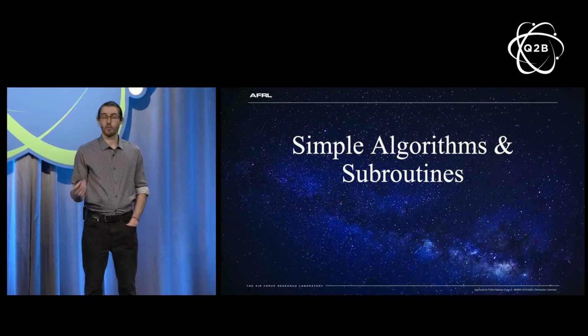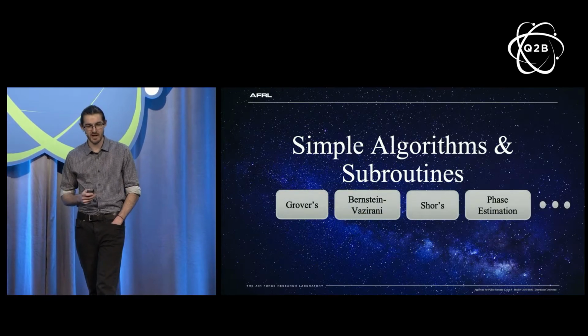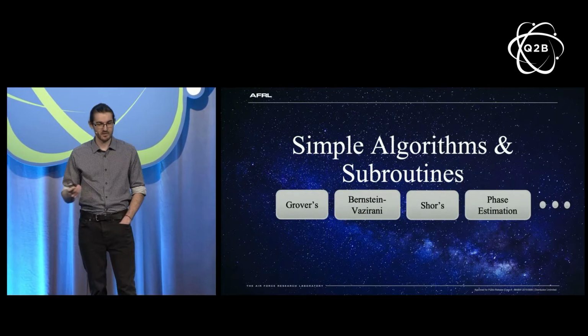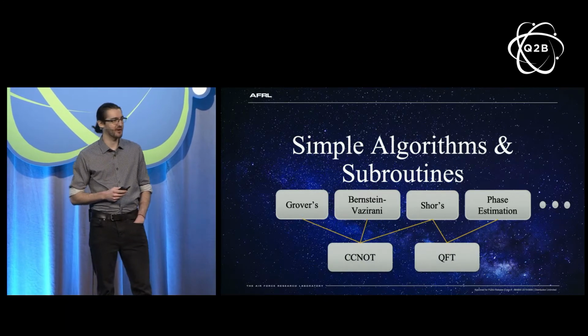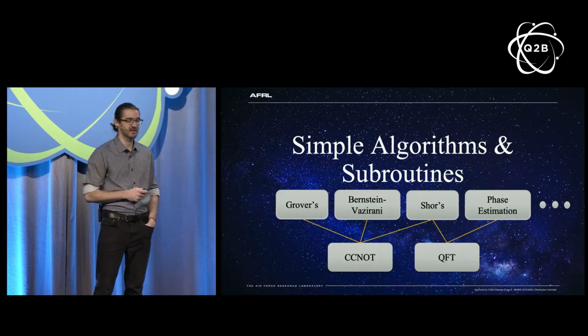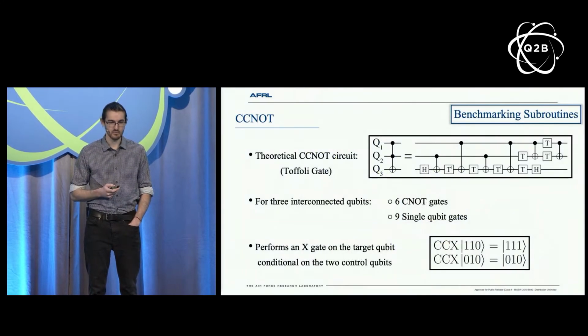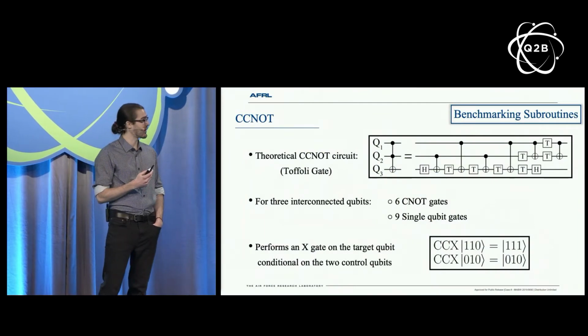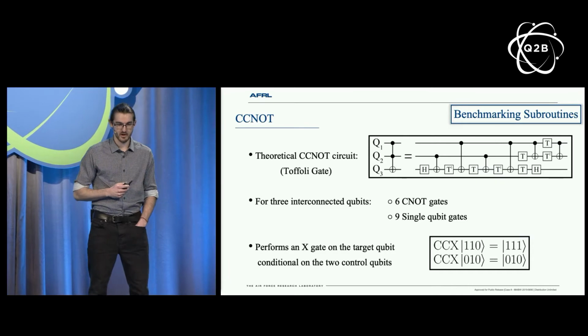Now the question is, okay, what algorithm and how do we benchmark these? There are lots of great algorithms, and we did a little bit of common denominator across them, and we came across the CC-NOT and the QFT as being two pretty influential subroutines. So those are what we're going to show you the results for.